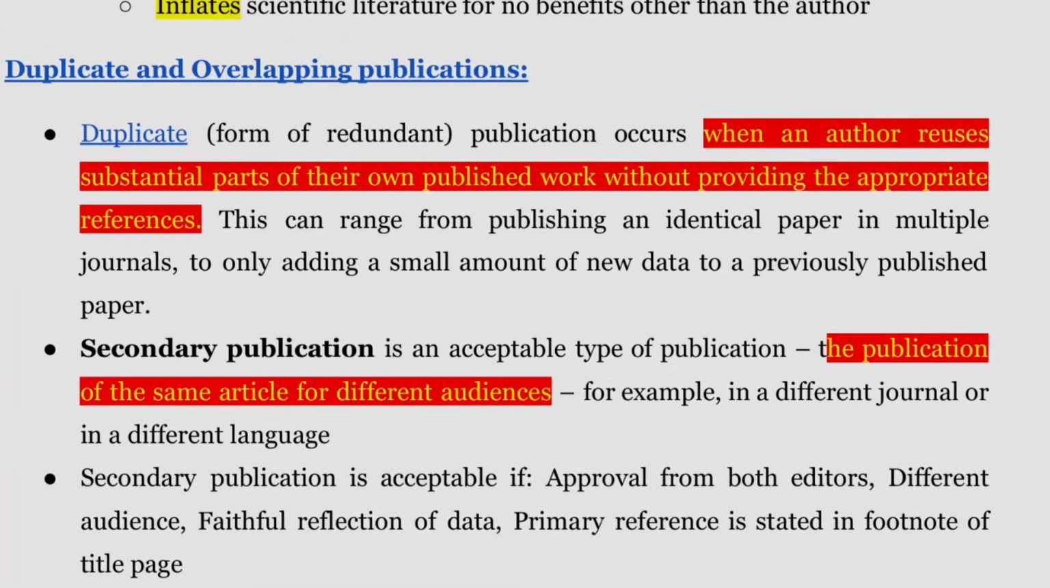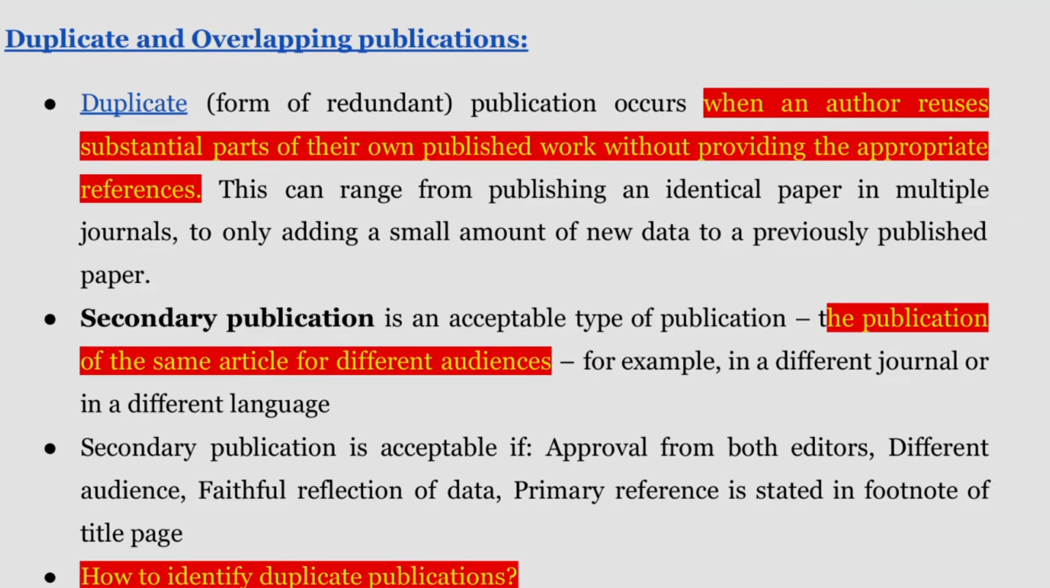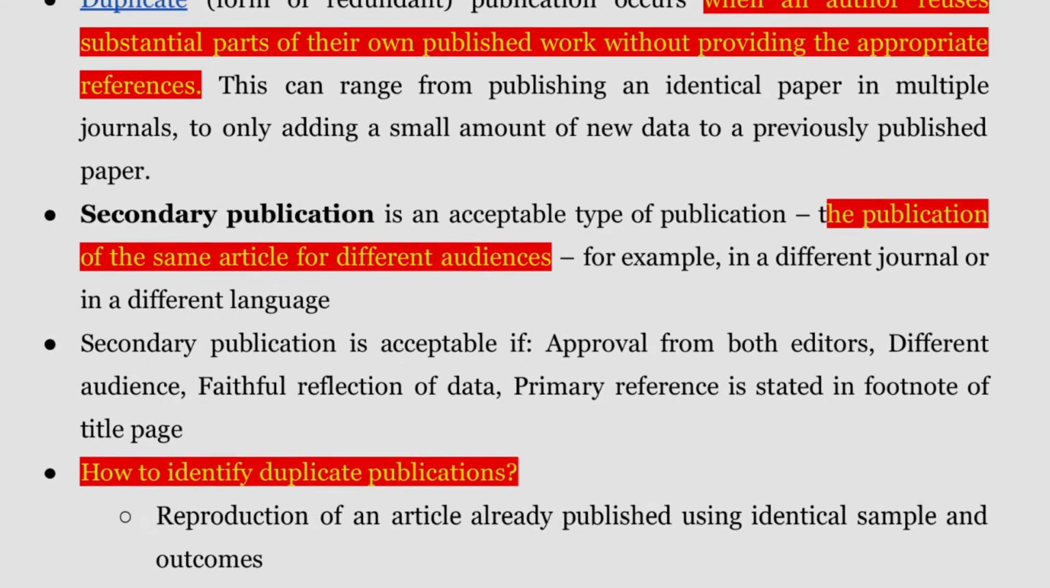Duplicate or redundant publication occurs when an author reuses a substantial part of their own published work without providing the appropriate references. This can range from publishing an identical paper in multiple journals to only adding a small amount of new data to a previously published paper.